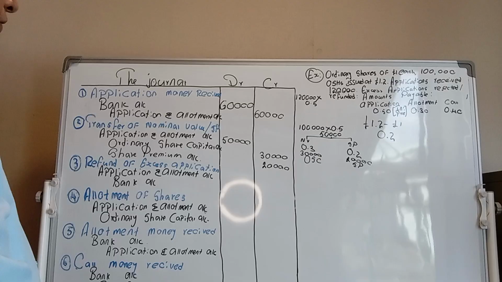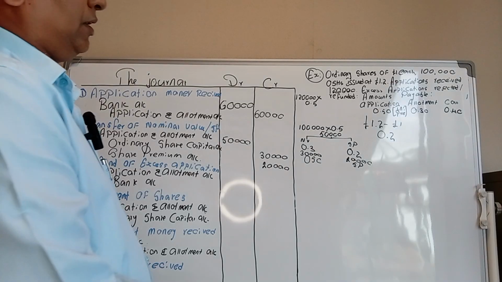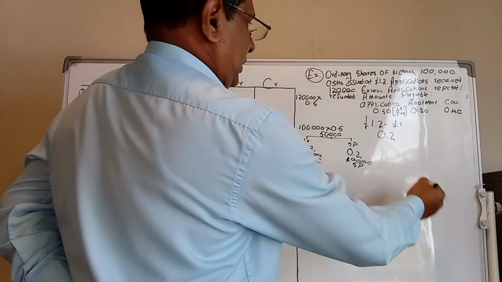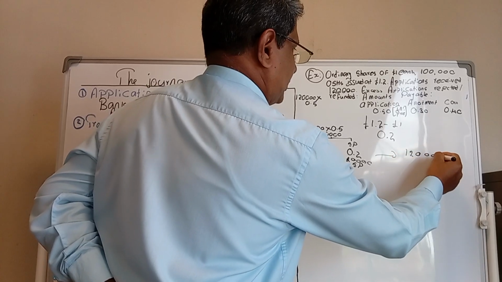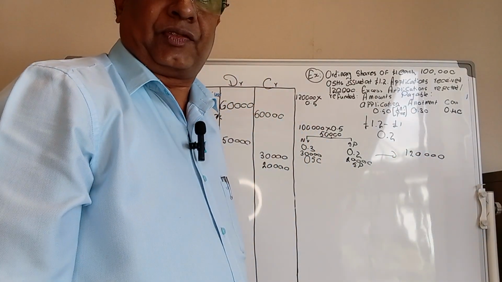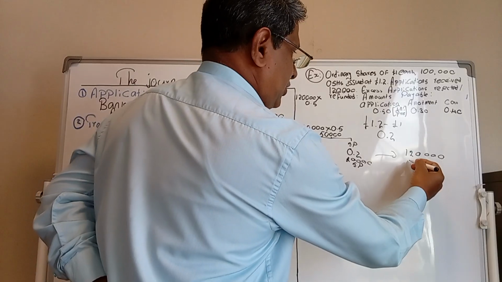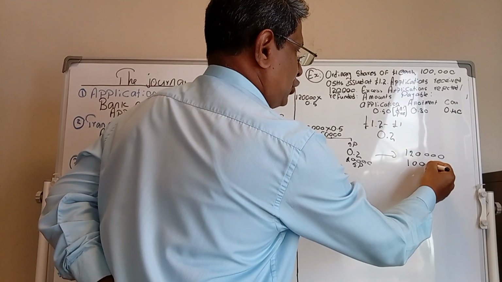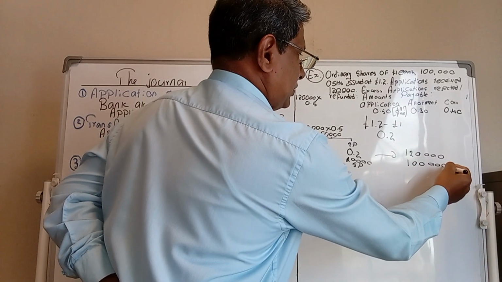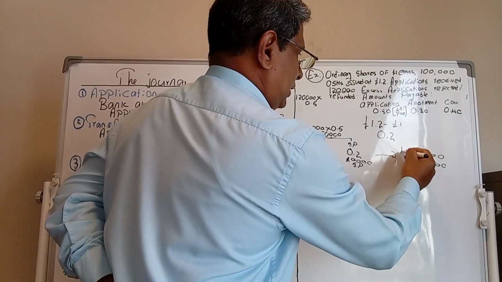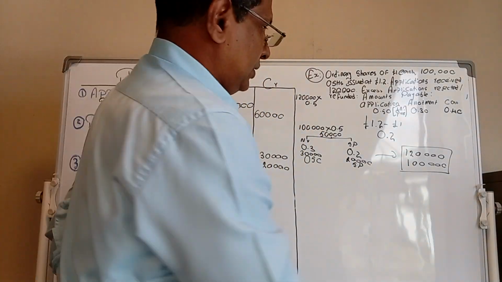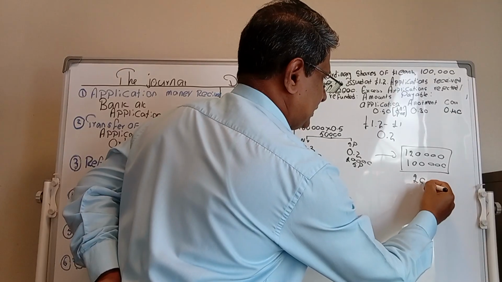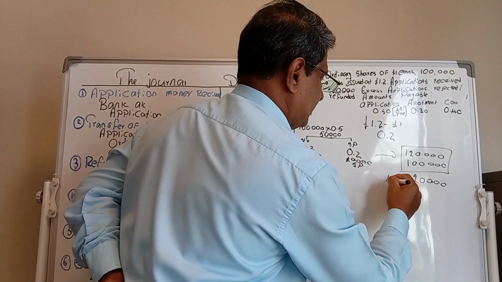Right. Now the next part of the double entry system. You remember that we got 120,000 applications, correct? But how many shares are we issuing? We are issuing only 100,000 shares. So when we got 120,000 applications and are only issuing 100,000 shares, we can see there is an excess amount of applications here.